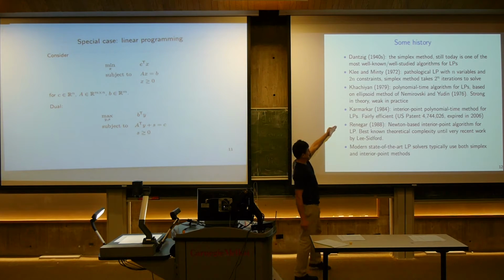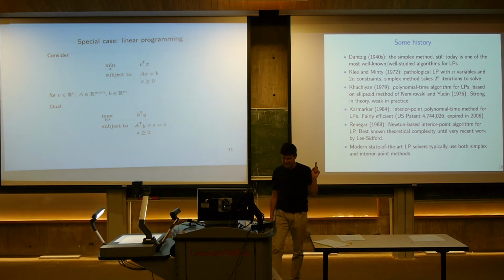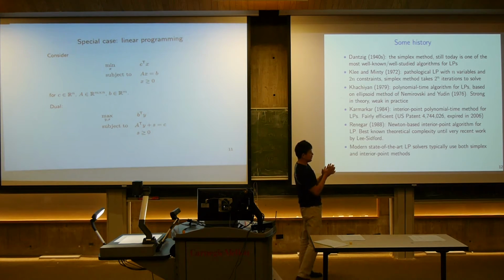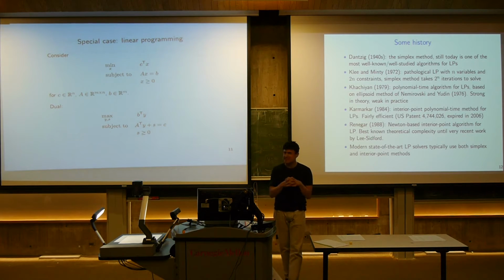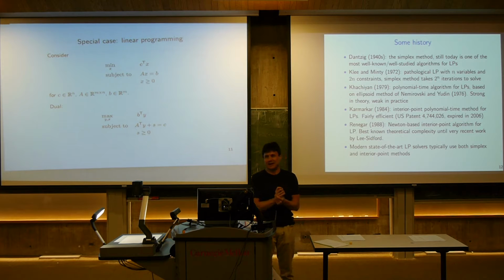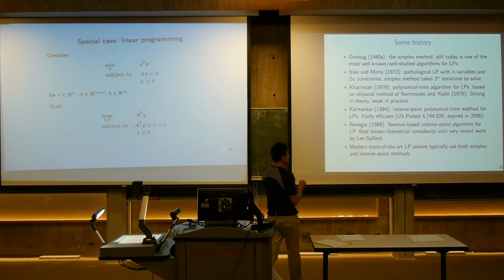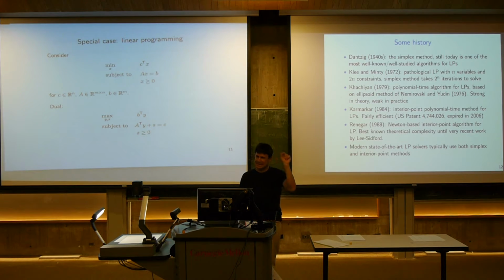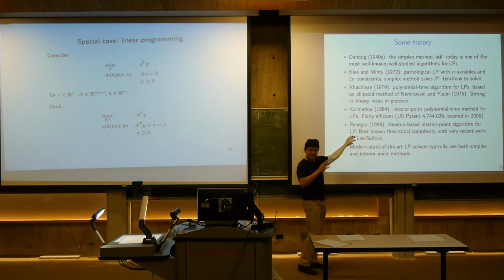Then Karmarkar, in the 80s, developed, I think when he was either finishing grad school or soon after, the first polynomial time interior point method. And this really created an explosion of research in optimization. A few years later, Renegar gave a Newton-based interior point algorithm. That algorithm turns out to be very similar to the barrier method, to the primal-dual interior point methods that we just discussed.